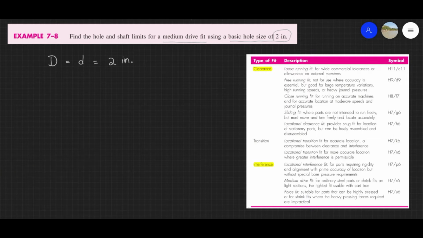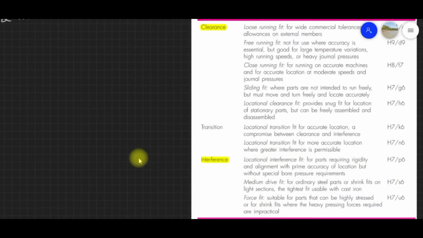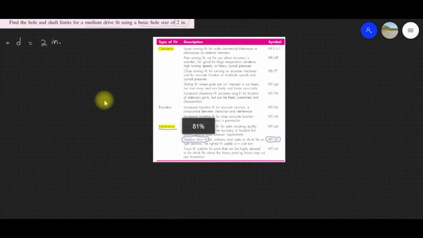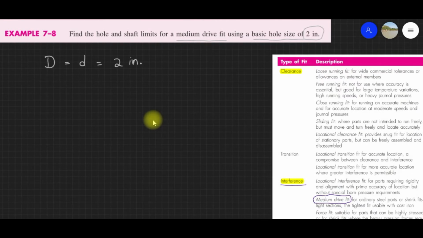Now for the medium drive fit, in order to know the symbol for this type of fit, we again need to go to table 7-9, and here if you see, the medium drive fit falls into the category of transition interference fit, and the symbol for that is H7 and S6. So once we have noted that down, we return to our problem.